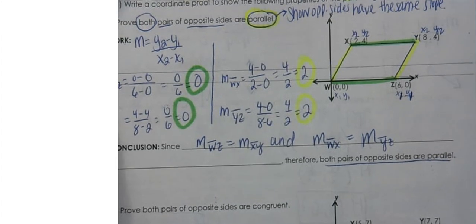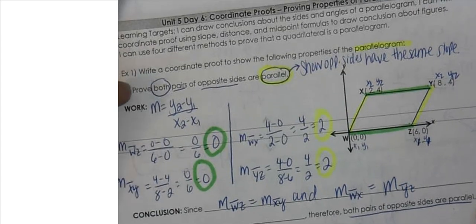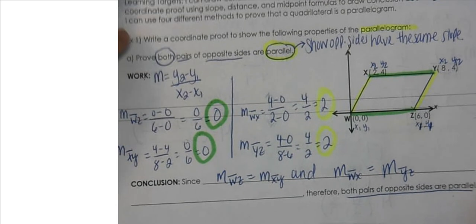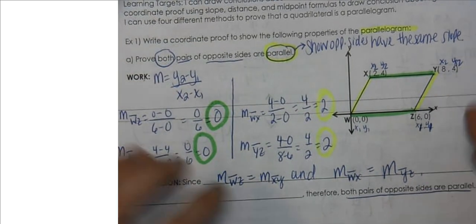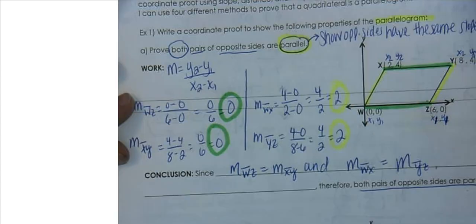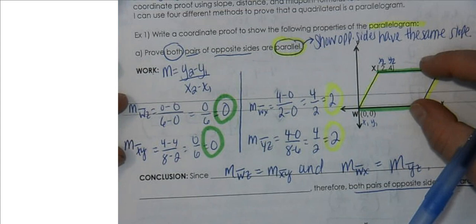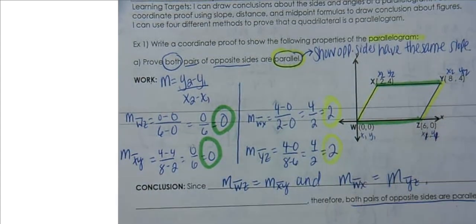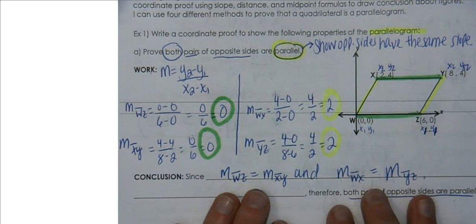And this is just a restatement of what we were trying to prove. And what we're writing right here is what we observed. We observed that these two slopes, opposite sides, have equivalent slopes, and the other opposite sides have equivalent slopes. So you can write it out in words, or you can write it out in symbols.